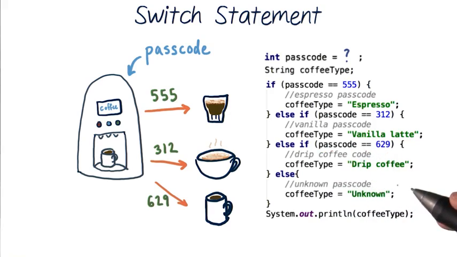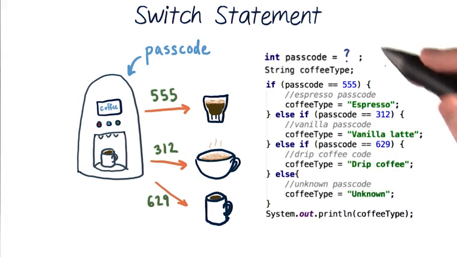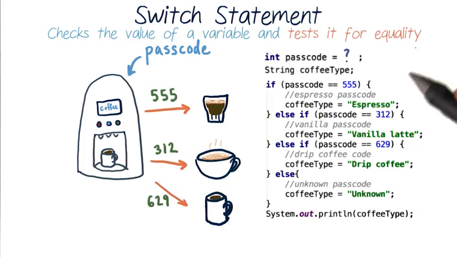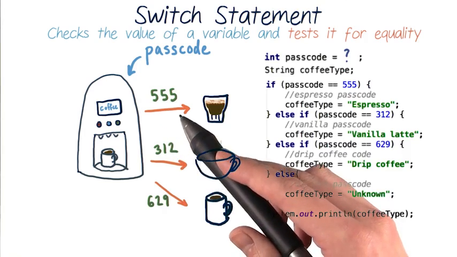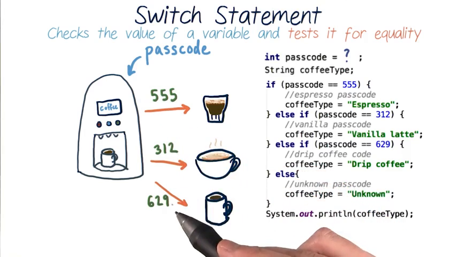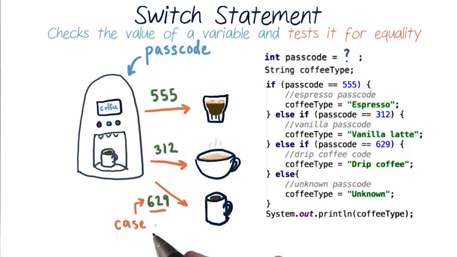And Java gives us another way to write this code, with a switch statement. A switch statement does the same thing a little more concisely. It lets us check the value of a certain variable, like our passcode, and test it for equality against a list of possible values it can take, like 555, 312, and 629. Each of these specific values is called a case, and we can program different behavior for each case.